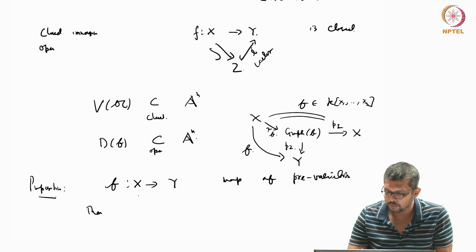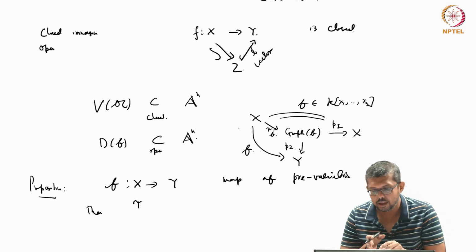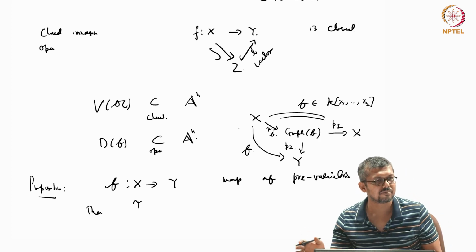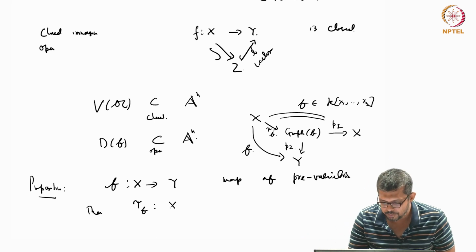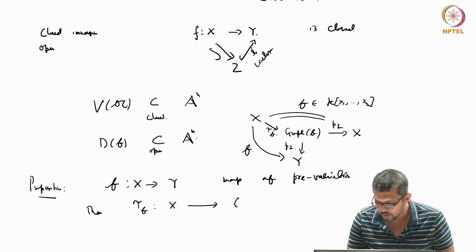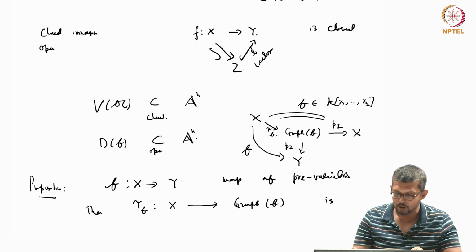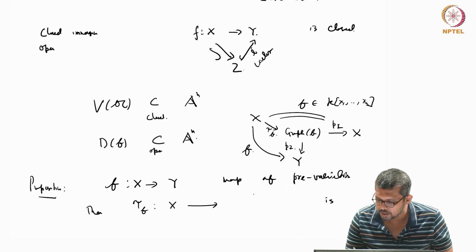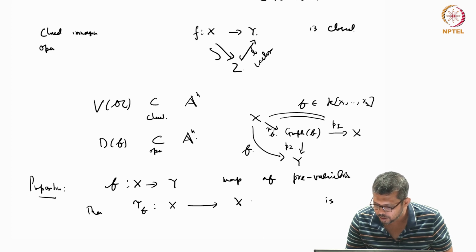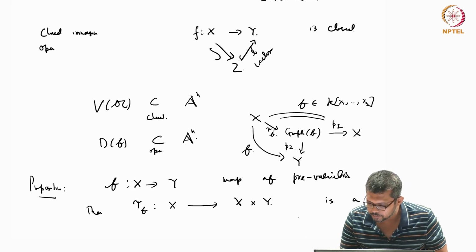Now the point is that if f is a map of pre-varieties, then you can think of this X inside some bigger space, as a closed subset, as a closed immersion. Then tau of f, X to graph of f, is a closed immersion. Or more generally, the image is basically the graph of f, inside X cross Y, and it is a closed immersion.